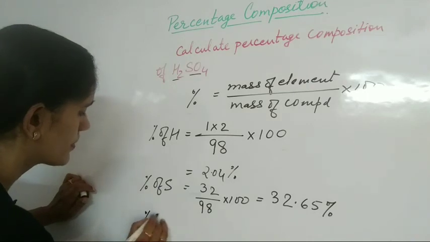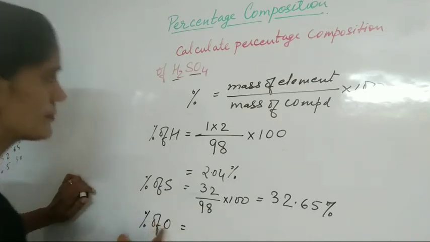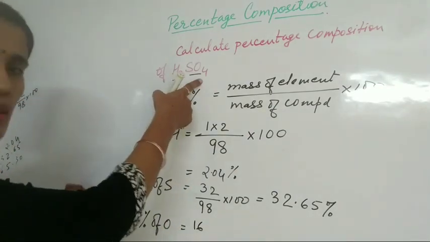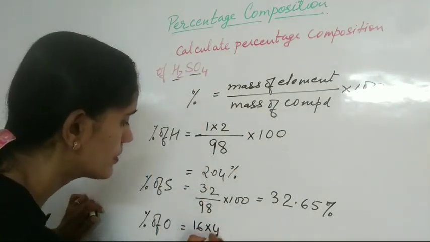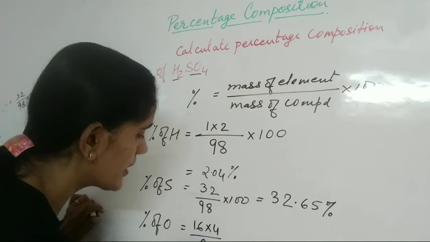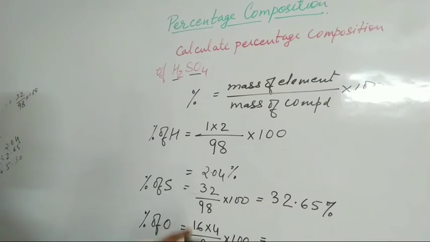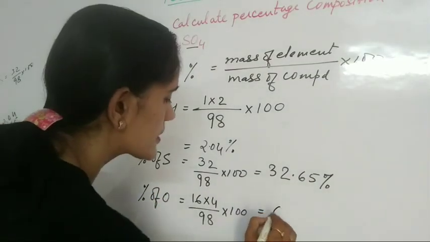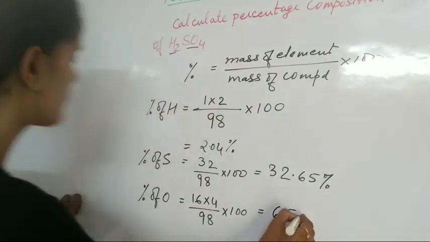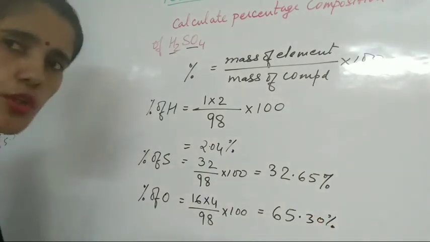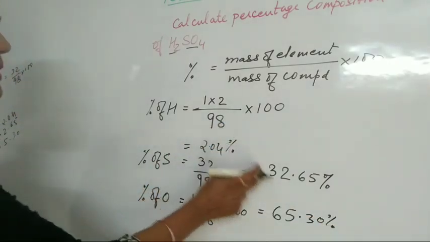Percentage of oxygen: mass of element is 16. How many atoms are there? 4. So 16 into 4 divided by 98 into 100, and the answer is 65.30%. Okay, so these are the percentages.